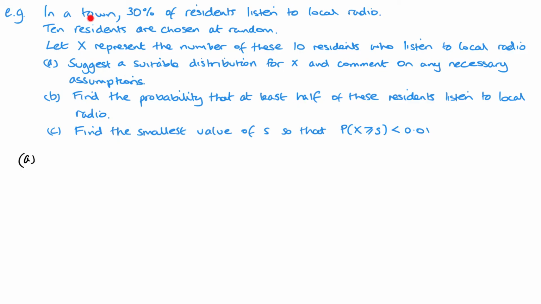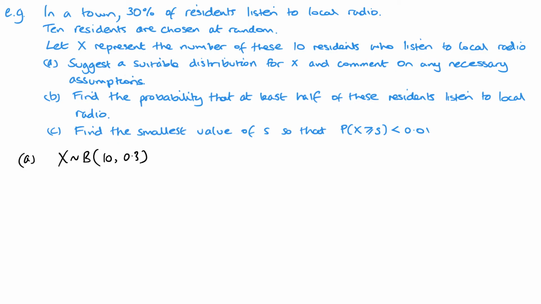So we've got a town here, 30% of the residents listen to the local radio, 10 residents are chosen at random. The X represents the number of these 10 residents who listen to the local radio station. So here's my distribution. X is binomial, 10 is my value, and 0.3 there is my probability.